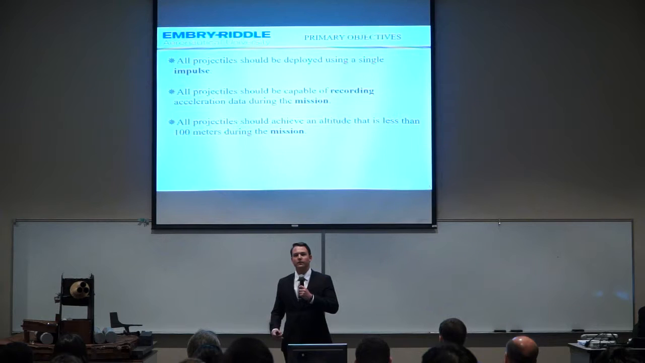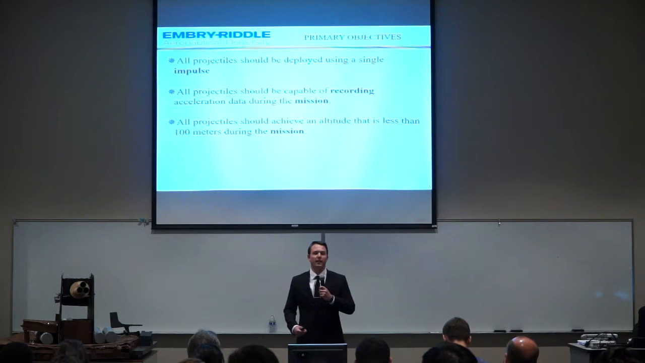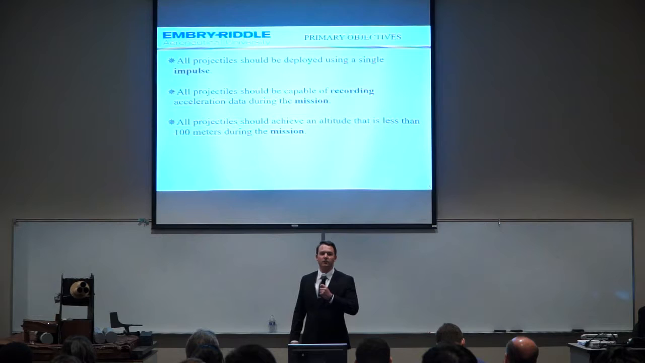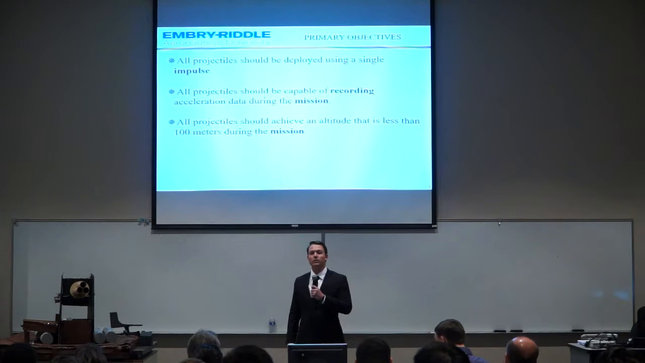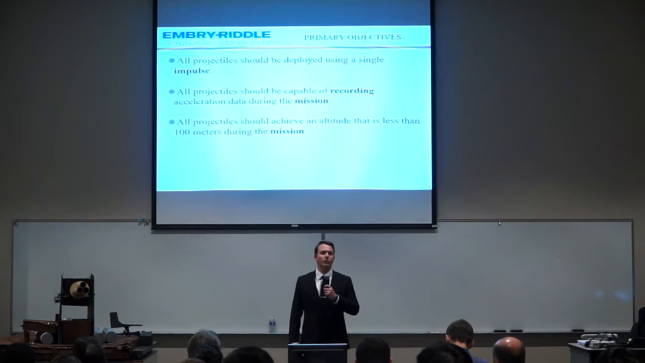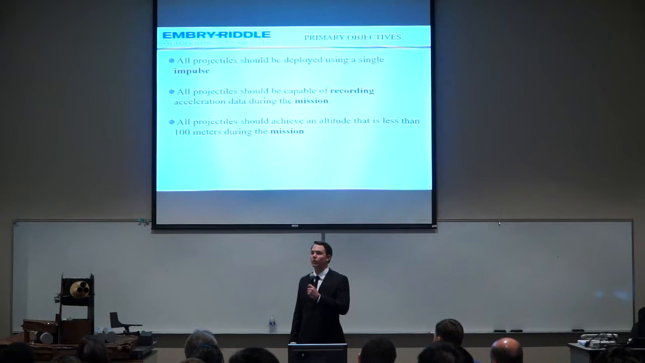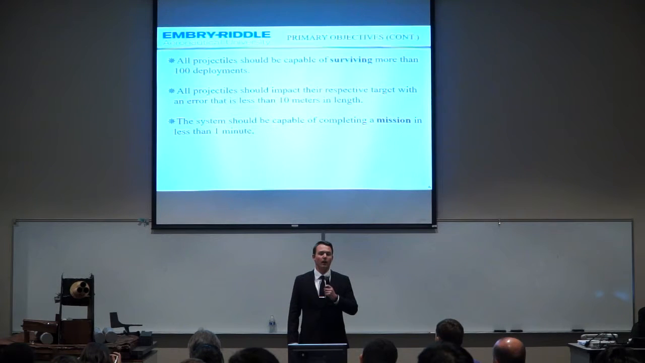Now, under our primary objectives, our primary objective is one stated by the Embry-Riddle Aeronautical University Aerospace Engineering Astro track, as one that is required for mission success. All projectiles should be deployed using a single impulse. All projectiles should be capable of recording acceleration data during the mission, and all projectiles should achieve an altitude that is less than 100 meters during the mission. Now, all projectiles should be capable of surviving more than 100 deployments, and all projectiles should impact their respective target with an error that is less than 10 meters in length. And then the system should be capable of completing a mission in under 1 minute.